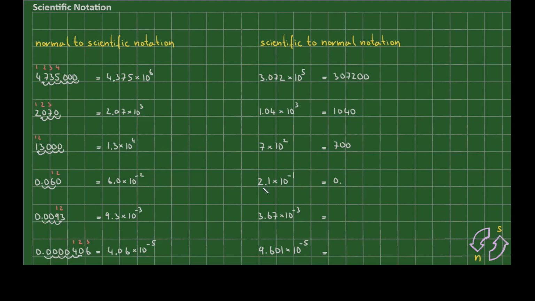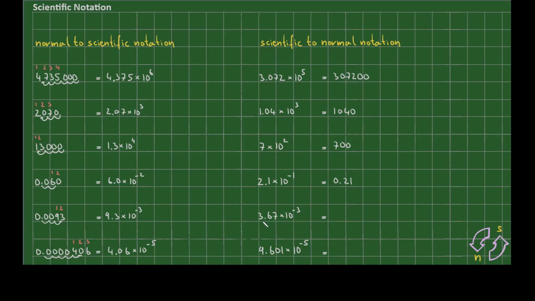An alternative way to approach this is to read this exponent as a guide to how many zeros you should have. It says negative 1, therefore I should have 1 zero. I have already written it. All I need to do now is write the rest of the coefficient. And so my value in normal notation is 0.21.